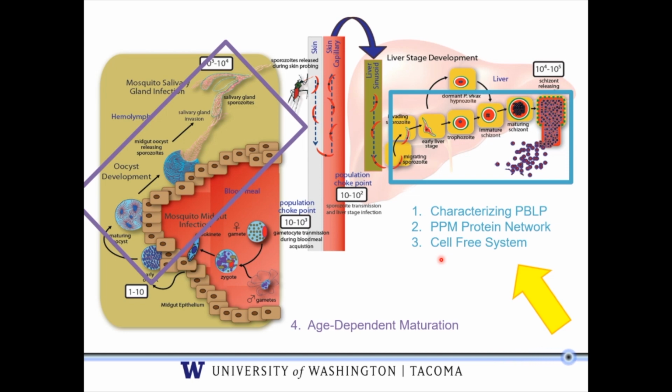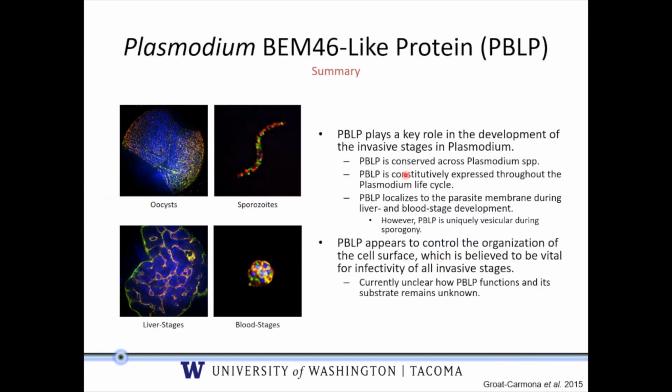So with respect to what I'm doing with the liver, a lot of what I do is looking at this Plasmodium BEM46-like protein, or PBLP. PBLP, unlike those UIS and UOS genes that I was telling you about, is actually constitutively expressed and seems to have a global role in the development of invasive stages throughout parasitic development.